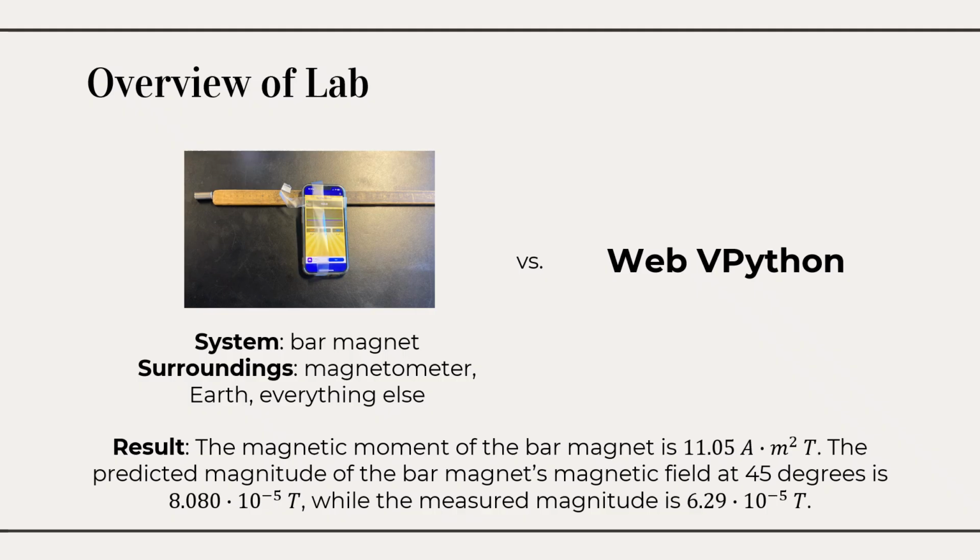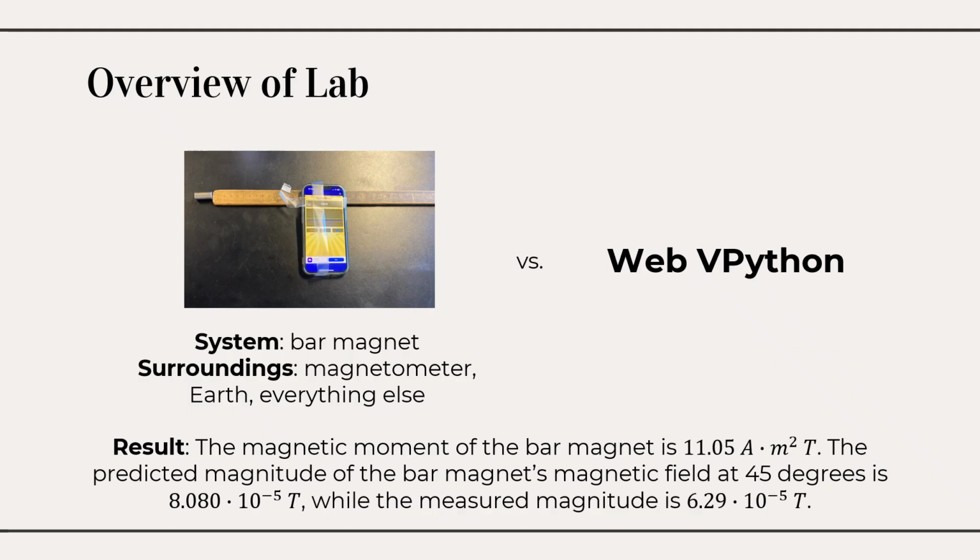Just to give an overview of the lab, basically it involved the measuring of the magnetic field of a bar magnet with a phone, which you can see a picture of on the left, where the system is the bar magnet and the surroundings are the magnetometer, the earth, and everything else. So this was done at a variety of locations. So the magnetic field was measured at a variety of locations.